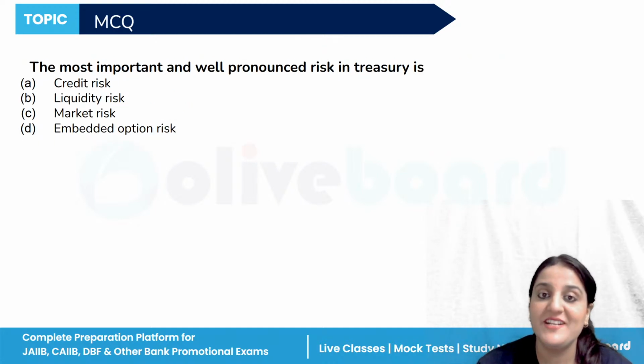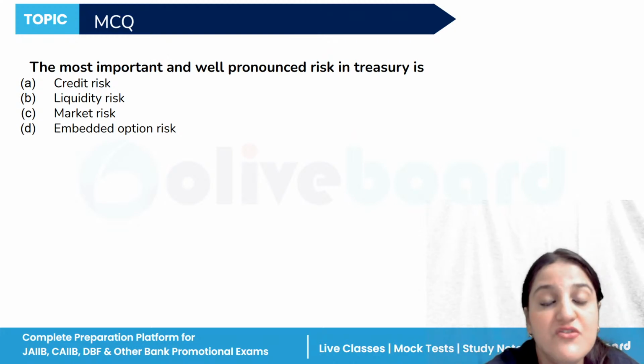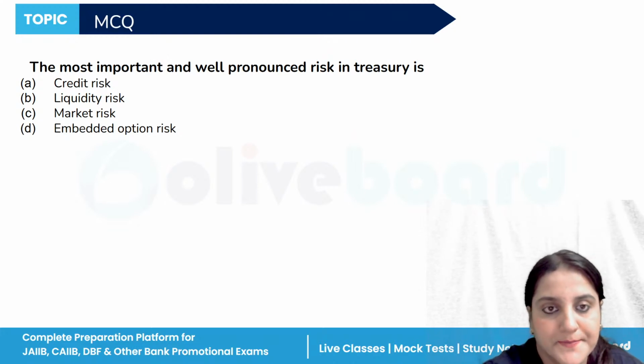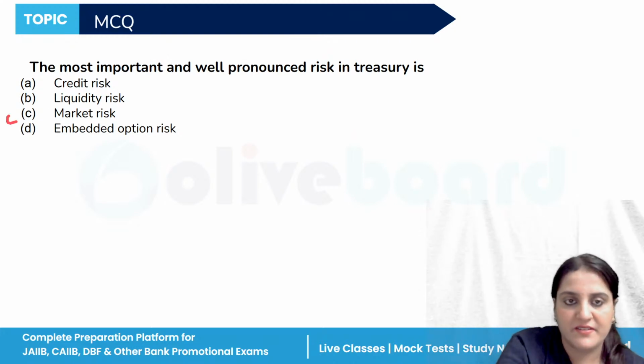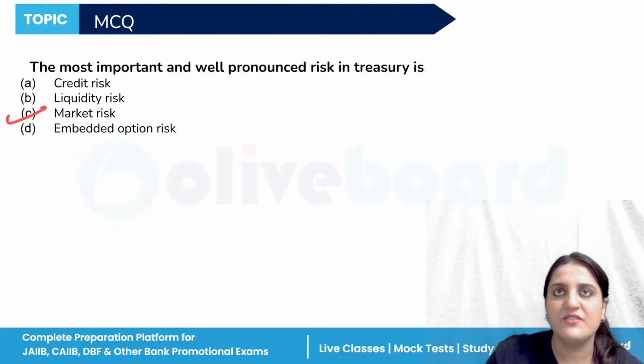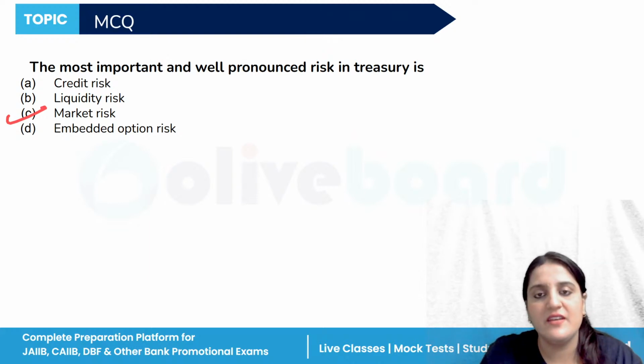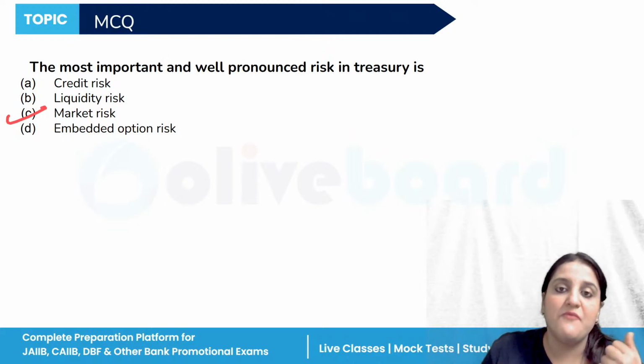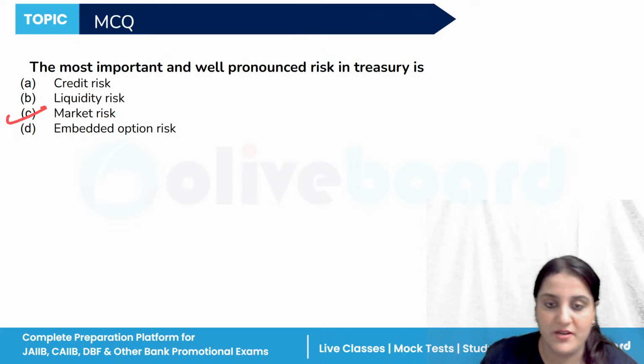The most important and well pronounced risk in treasury is market risk. And what is the market risk? Market risk is when there are fluctuations in the market. This is the well pronounced and most important risk.